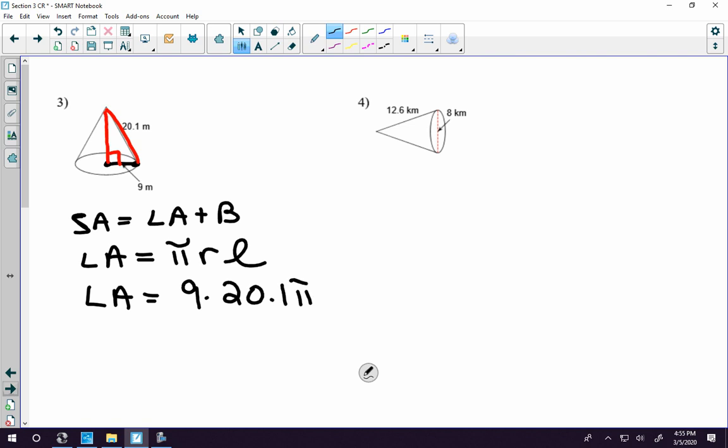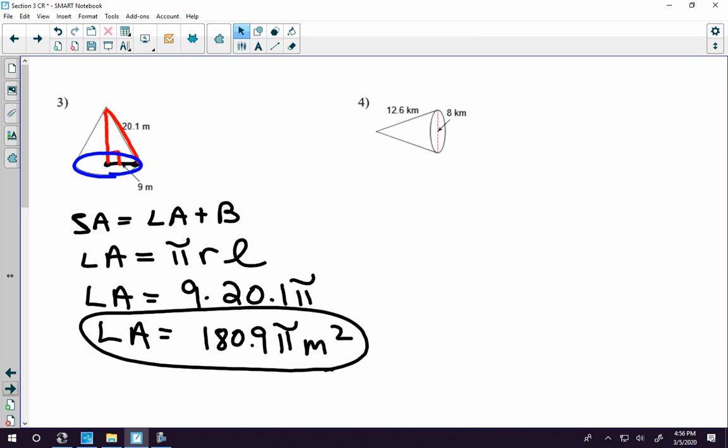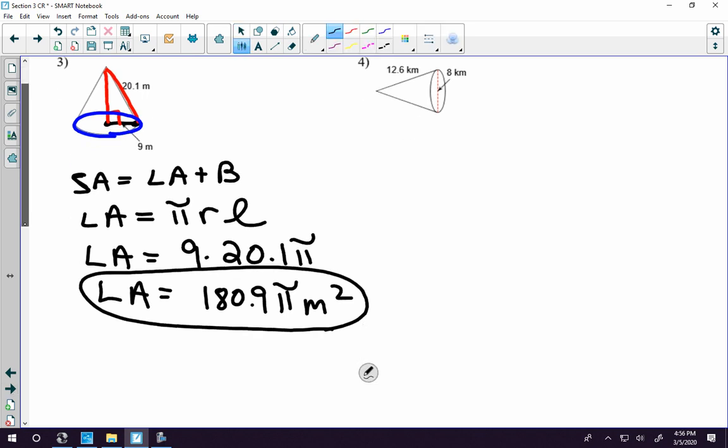Times pi. So the lateral area, or the area around this cone, is going to be 180.9 pi square meters. Now we need to add on the area of the base, and I'll highlight the base of this cone, which is a circle. So we need to add on the area of that circle to get the surface area.